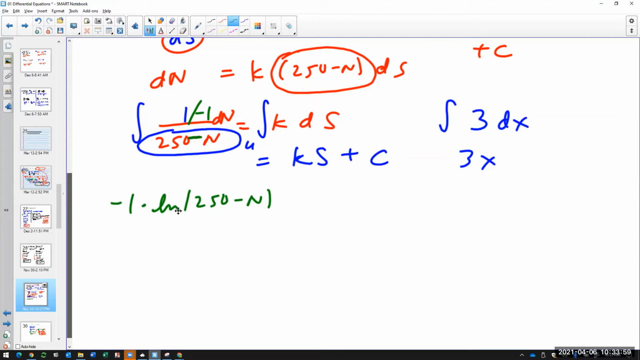Okay, so this answer is negative ln of 250 minus n. And remember, I told you the absolute values you can drop in these problems, but I need a parentheses anyway, so I'm just putting the absolute value there. And this would be ks plus c.